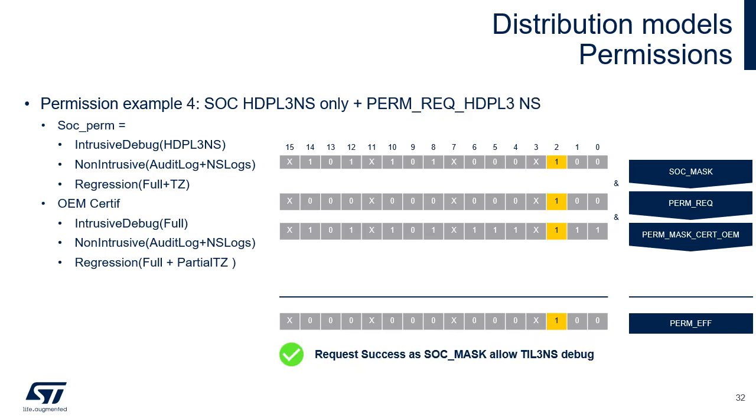In this scenario, the debug is requested for temporal isolation 3 non-secure, HDPL3NS. SOC mask enables HDPL3NS debug opening. The resulting value of permf, bits 2 to 0 equals 4, HDPL3 enables opening of non-secure intrusive debug. Bits 6 to 4 equals 0, no HDPL enables opening of secure intrusive debug. Bits 14 and 12 equals 0, no regression is permitted. In this configuration, a debug request for HDPL3 non-secure software debugging succeeds without regression.